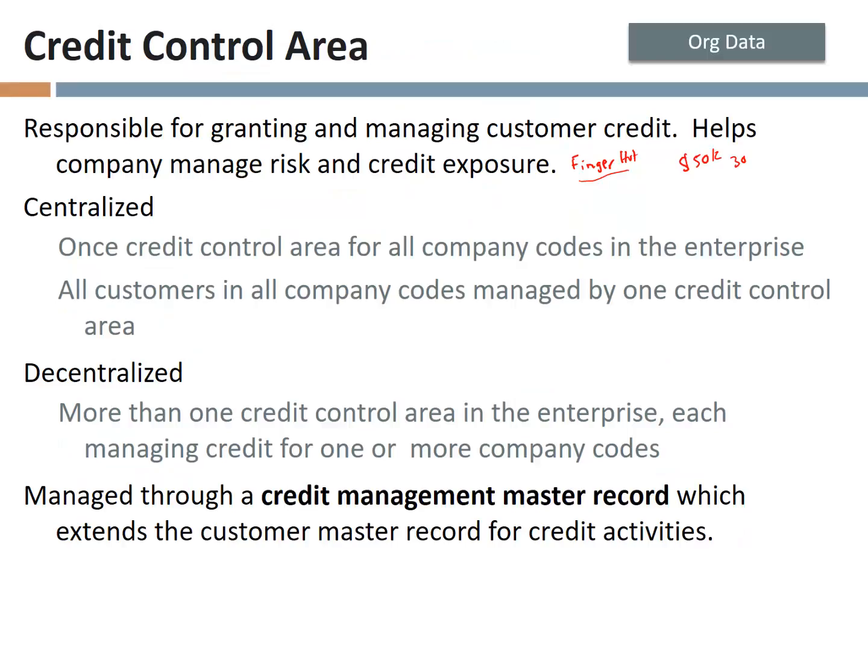The other strategic alternative I have is decentralized credit. Now, in decentralized credit, I have more than one credit control area in the enterprise. So typically that's going to mean that I'm going to have a different credit control area for every company code. Or at least I'm going to have some that are independent and some that are perhaps consolidated. And so it's more of an individualistic perspective. And so I'll come back to this.